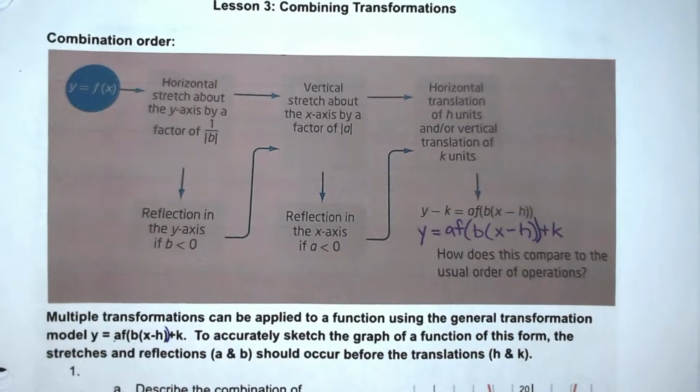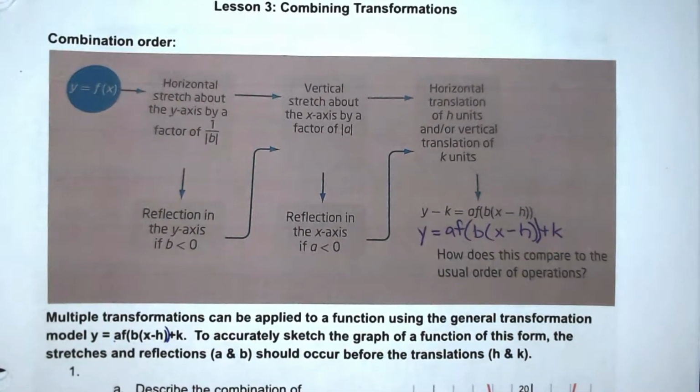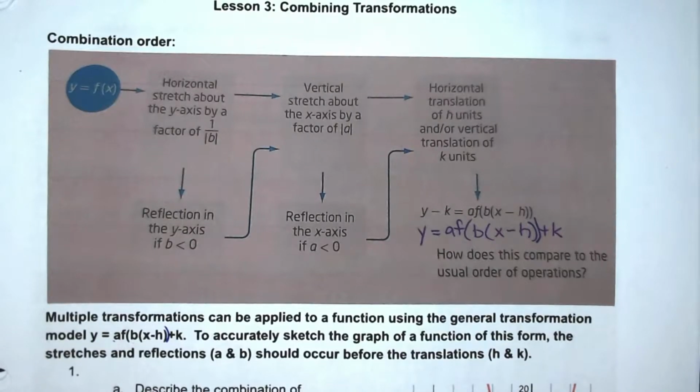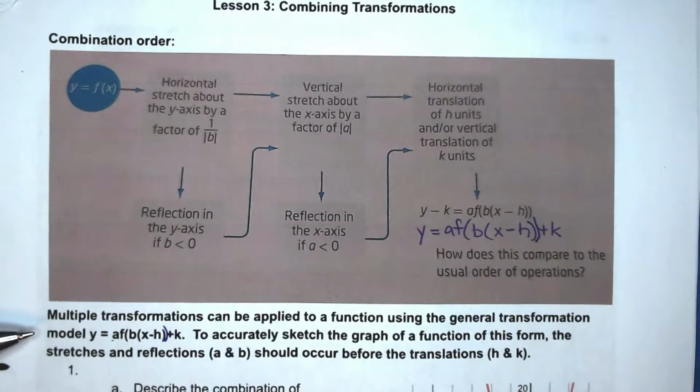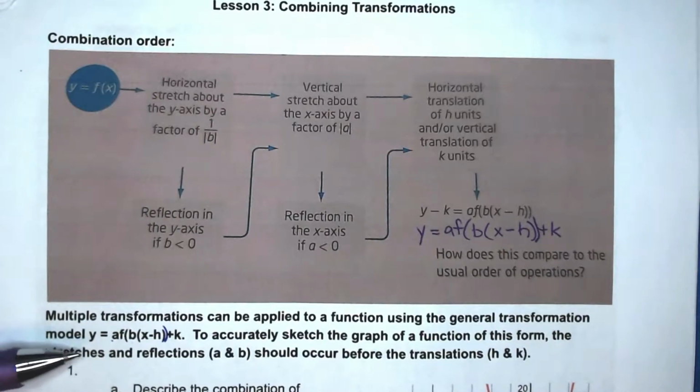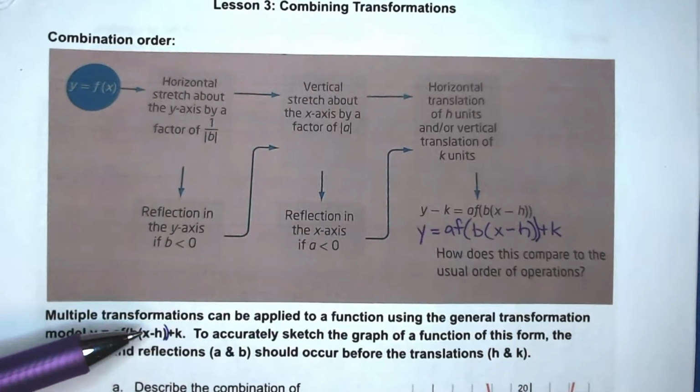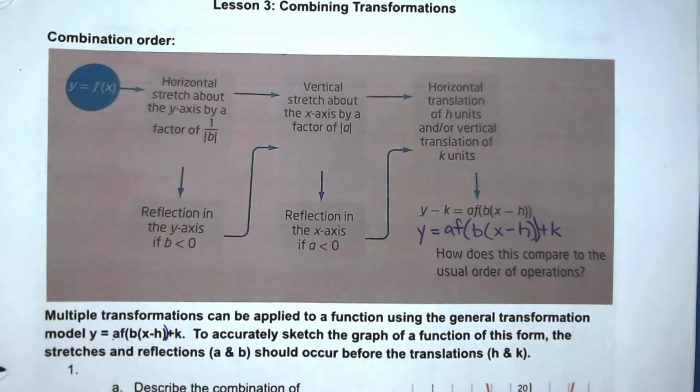When we have a transformation applied to a function, we can do many of them within the same function, but there's an order of operations that has to happen. Just like BEDMAS, we have an order of operations that applies to our transformations. It says here, multiple transformations can be applied to a function using the general transformation model y equals a f(b(x minus h)) plus k. To accurately sketch the graph of a function in this form, the stretches and reflections a and b should occur before the translations h and k.